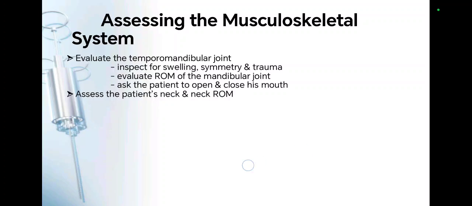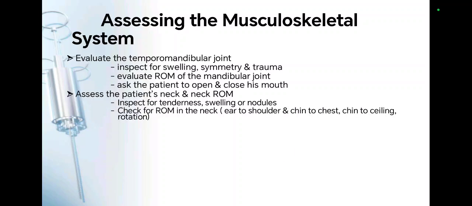Assess the patient's neck and neck range of motion. Inspect for tenderness. Inspect for swelling or nodules. Check range of motion in the neck by asking them to move their ear to their shoulder, let their ear touch their shoulder, and then their chin touches their chest, and then their chin looking up to the ceiling, and then you rotate.